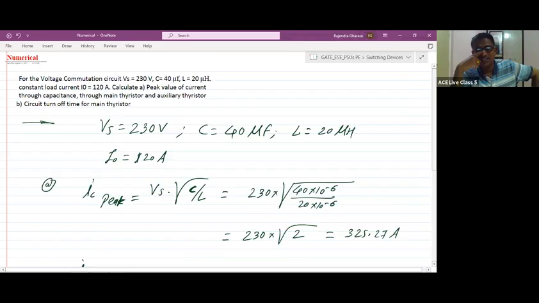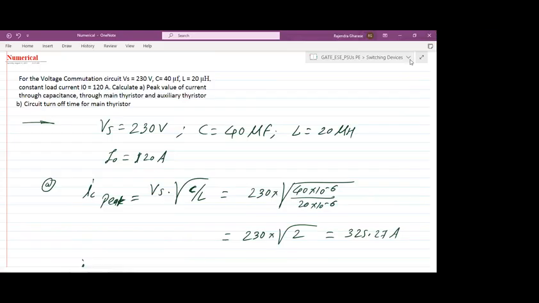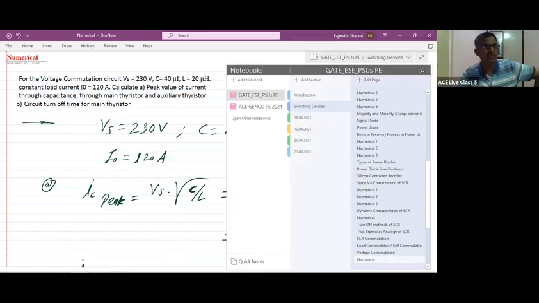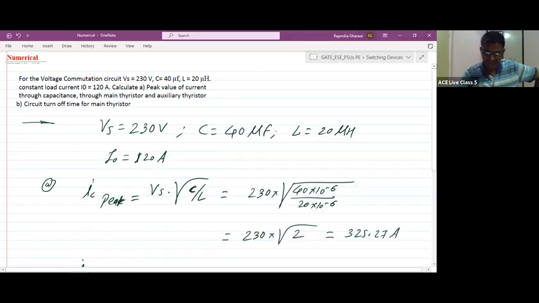Okay, you are saying it that way. Then that will be the peak value of your load current. Yes, right. That is true. Okay, good. Thank you, sir. Yes, next.